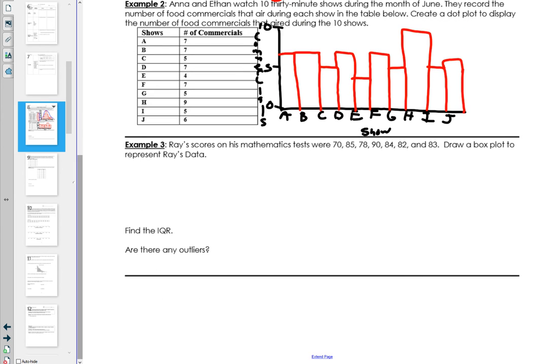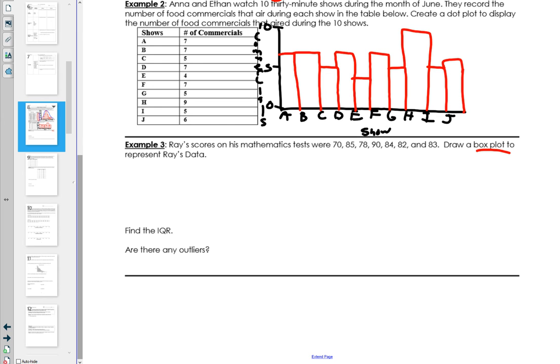Ray's scores on his math test were like, oh, look, draw a box plot. I'm more inclined to skip this. Does anybody feel that they need more work with box plots after last week? I'd rather just do this. You want more work with box plots, Sam? Okay. I want to review it at the end of the week, but remember, a box plot is all about median. So we need to put these in order and figure out what's the median.